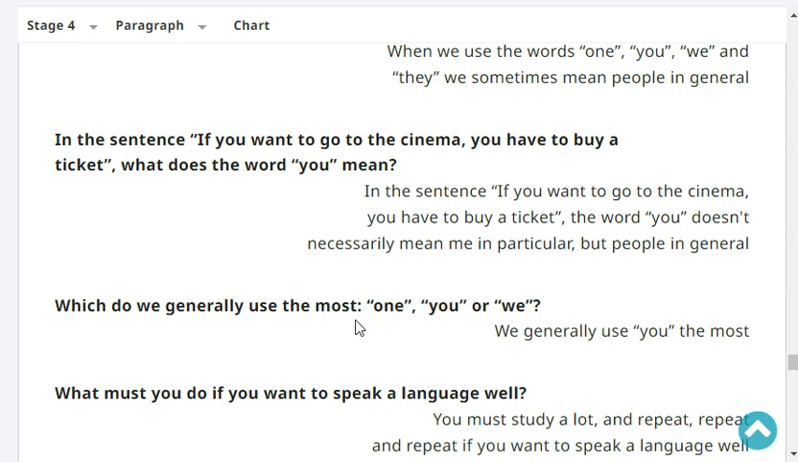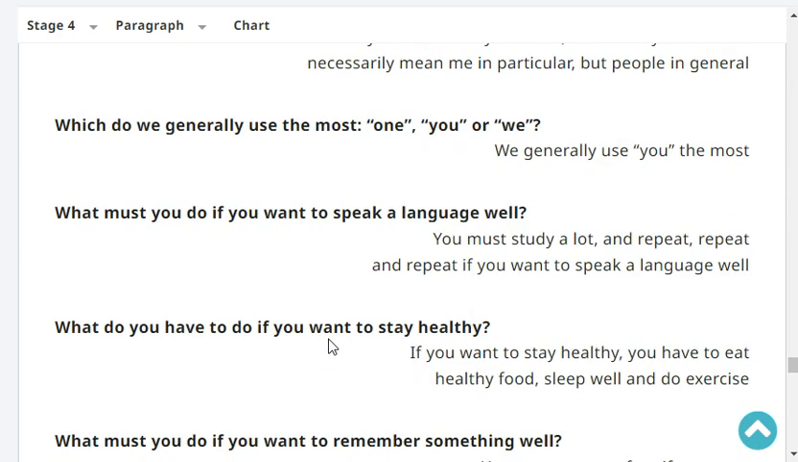Right, which do we generally use the most? One, you, or we? We generally use you the most. Very good. Okay, so now let's move on to our reading.